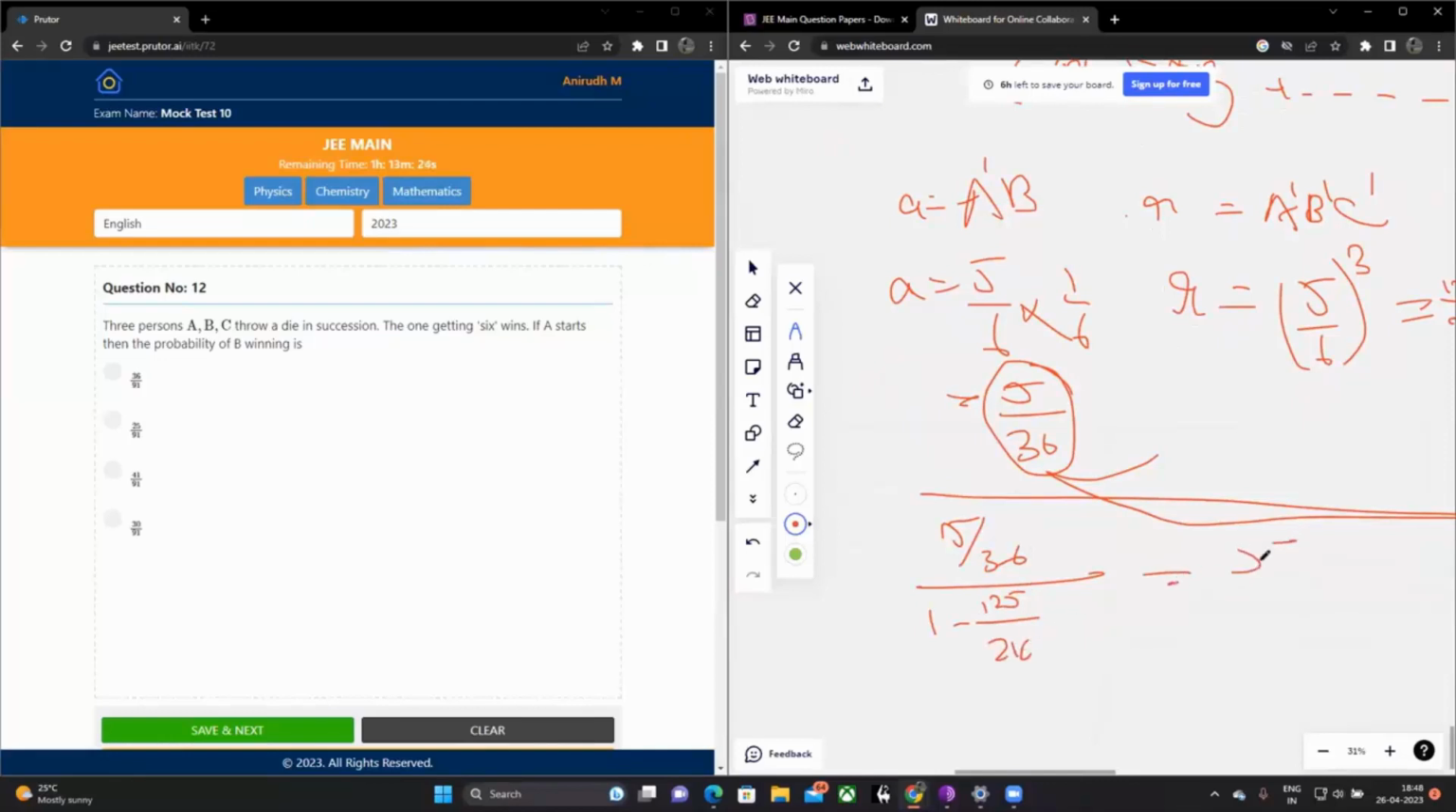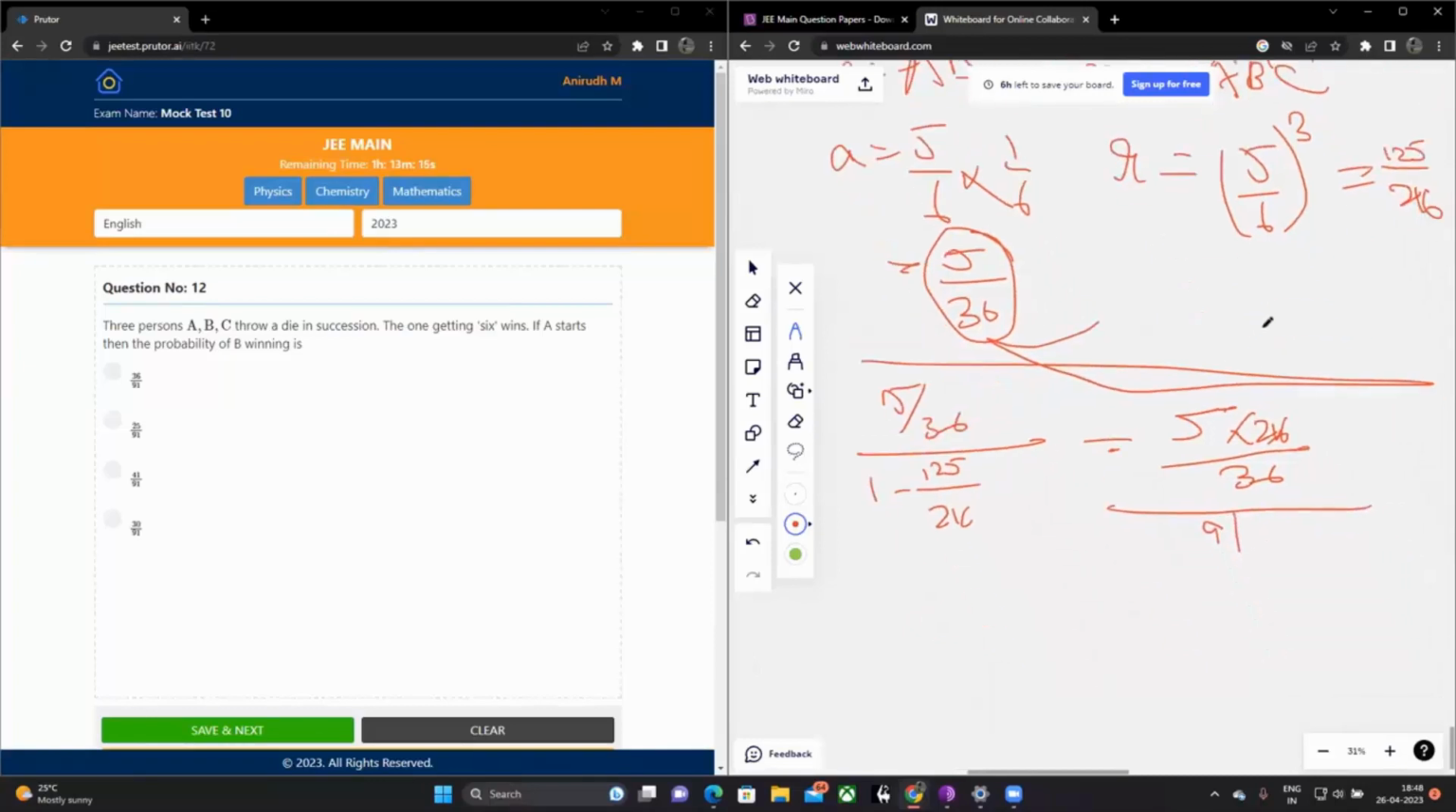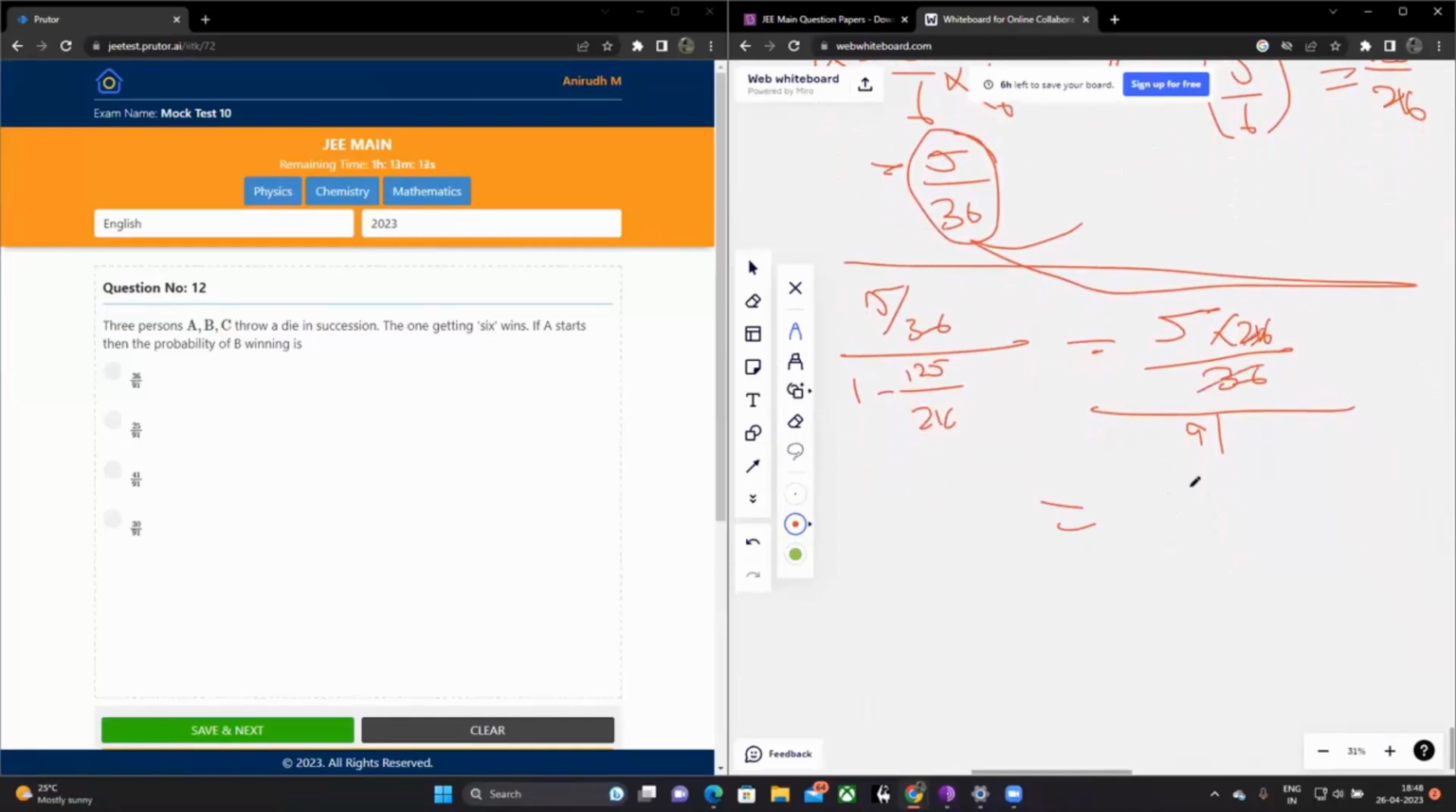That is basically 5 into 216 divided by 36, whole divided by this 216 minus 125 is 91, which basically gives you, this is 6, this is 30 divided by 91.